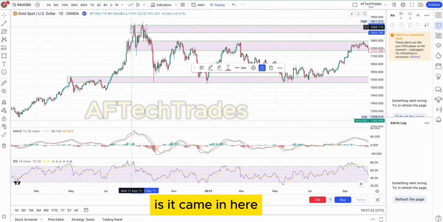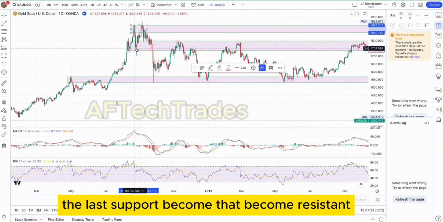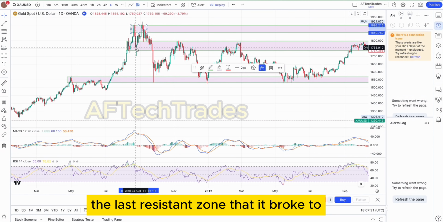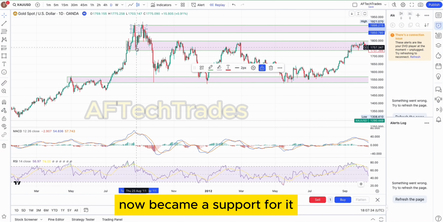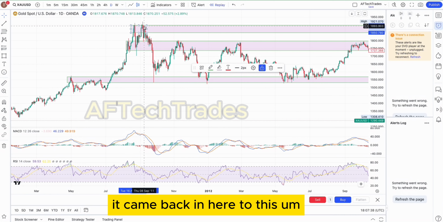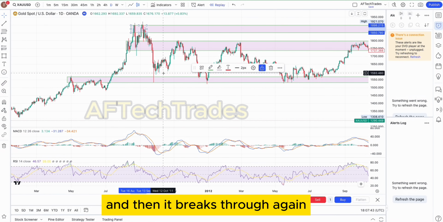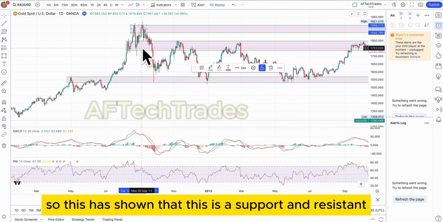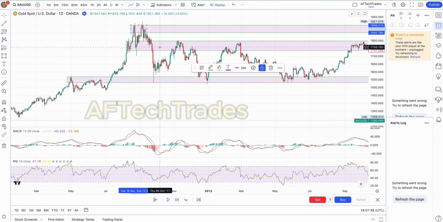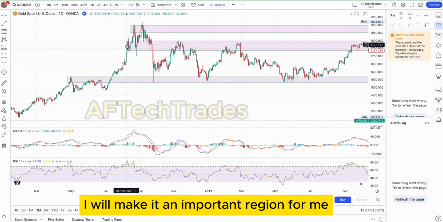So what happened here is it came in here, then it came out. What it did was that the last support became resistance, the last resistance zone that it broke through now became a support for it. In quick succession, it came back in here to this resistance zone, and then it breaks through again. So this has shown that this is a support and resistance zone. So what I will do here, because of that, I will make it an important region for me.